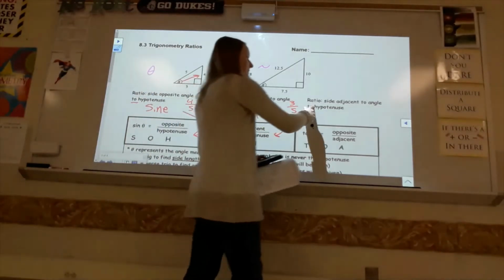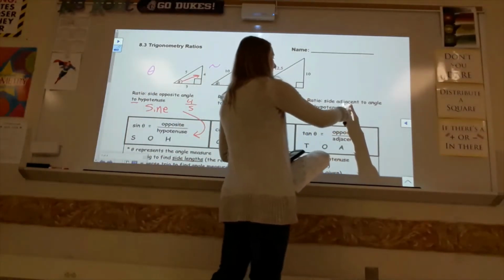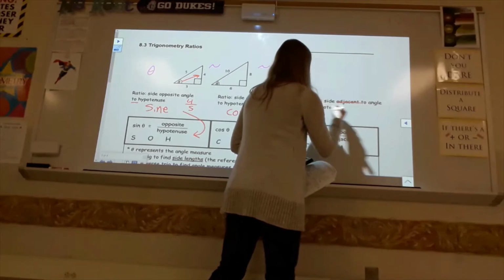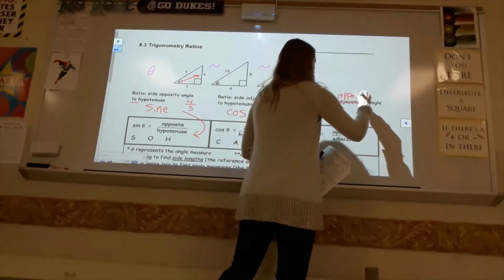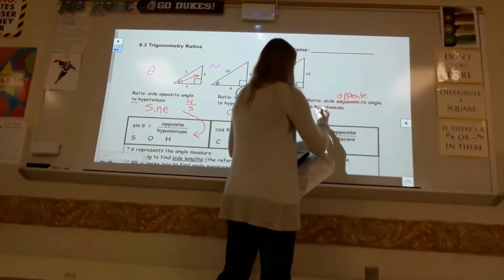And then our last one here is when you're working with the adjacent side. Actually, this one is mistyped. Go ahead and fix this in your notes. This should say opposite, and then this should say adjacent.